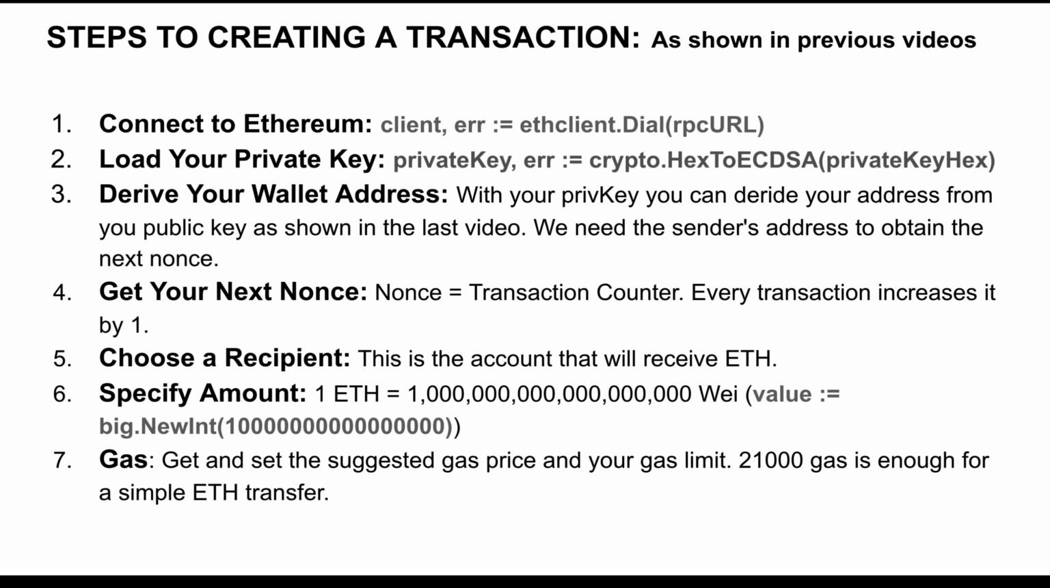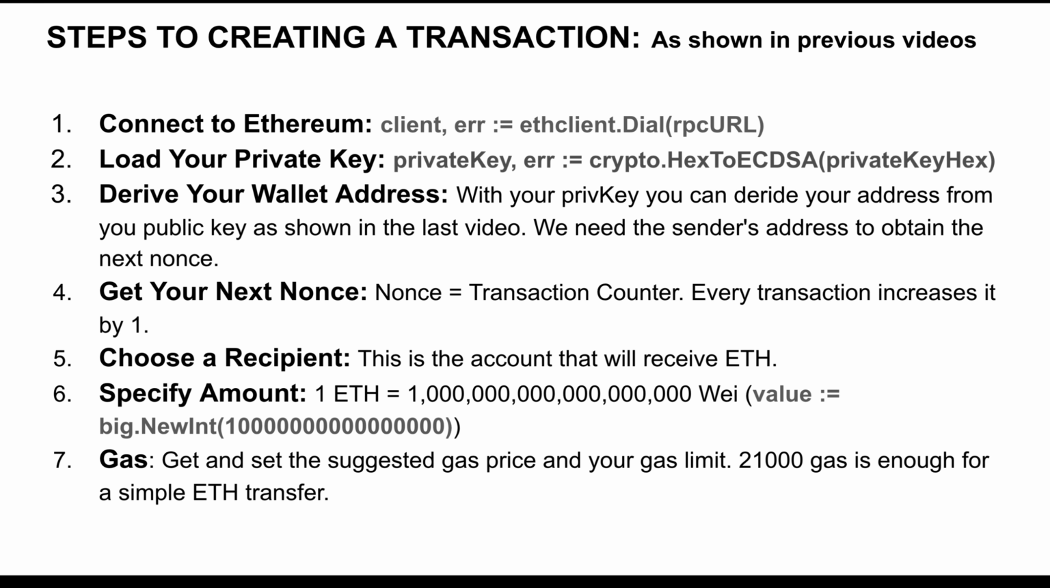So now, the steps to creating a transaction, right? We have literally shown this in previous videos. Take this as a recap of what you have already practiced, what you already know. If you haven't practiced or known it, please do check it out, right? We connect to Ethereum, which we have done with our RPC URL. If you don't know what RPC URL is, please check the first video of this playlist, right?